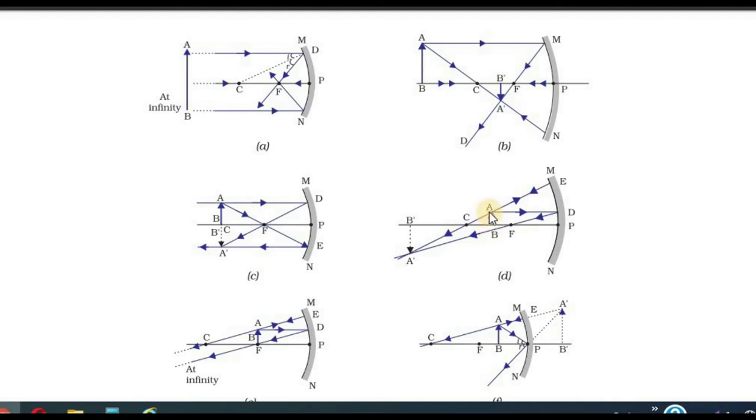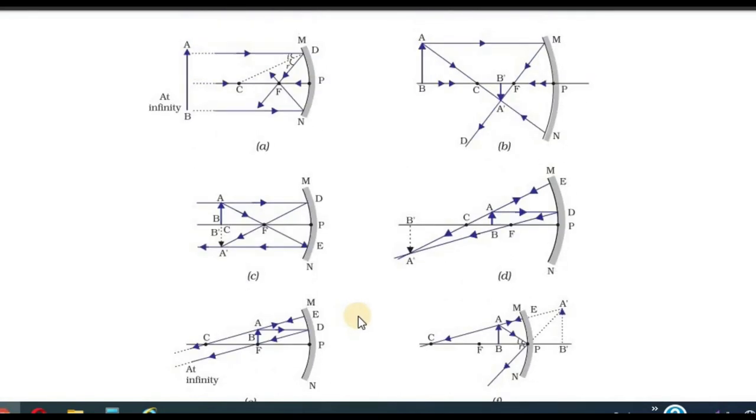Now we have the object AB, which is placed in between C and F. One ray which is parallel to the principal axis, after reflection it will go through F. And another ray, after reflection, will pass through the C. The two reflected rays will meet at the point A dash, and we will have the image A dash B dash.